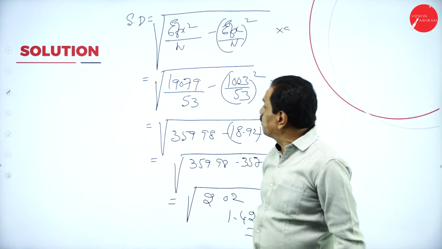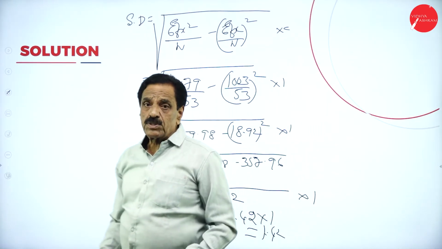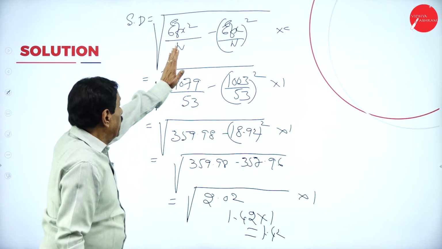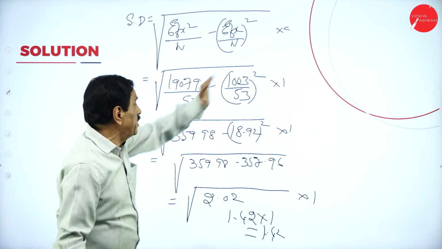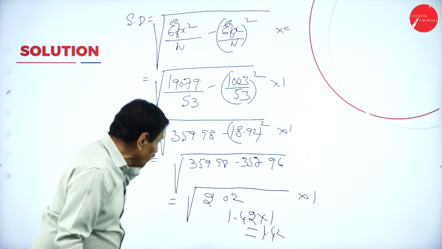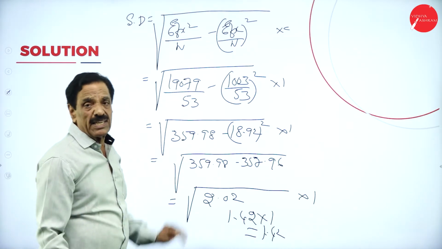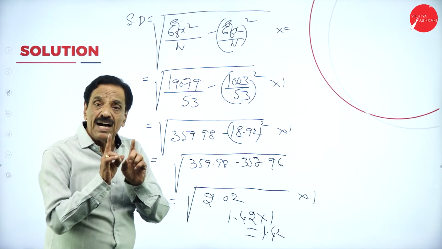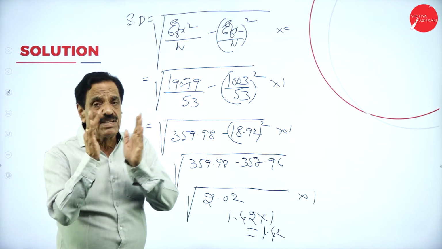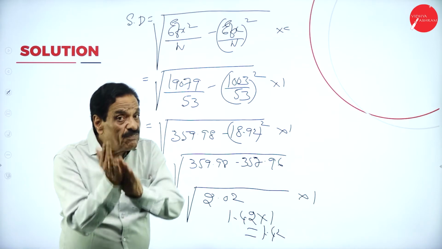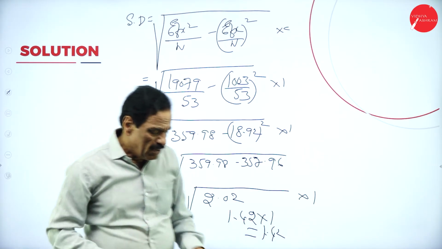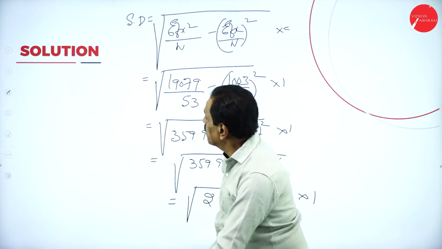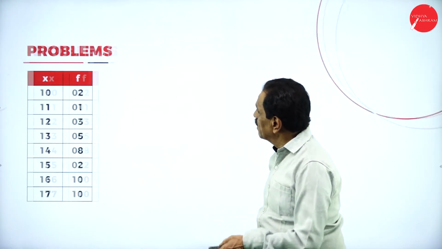What are the steps to be followed? Sigma fx square divided by n minus sigma fx divided by n whole square into c. Apply this formula one by one, take the root of this, and we can get the answer. First, add the frequency. Next, f into x, fx. Fx into x is fx square. We have to multiply. Okay, we'll go to the next problem slowly.